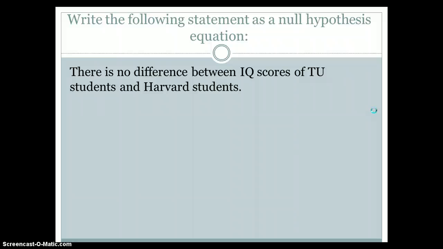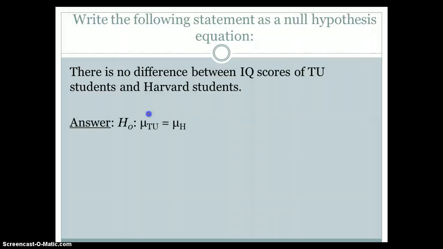So how would we write the following statement as a null hypothesis equation? By the way, I'll never ask you to do this in class, but I do want you to be familiar with some of the notation that's used. And it's a good way to think about what we might be doing. If we said that there was no difference between IQ scores of students at TU, which can be any university you want that begins with a T, and Harvard students, we would write it that the population mean of TU students and the population mean of Harvard students equal each other.